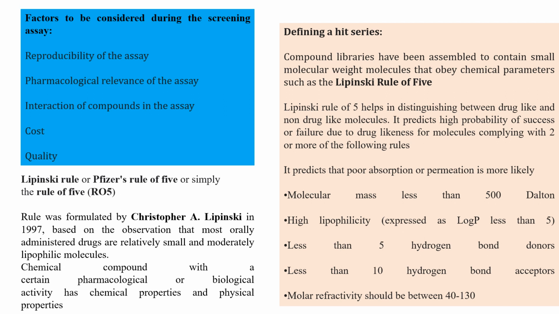Lipinski. This Lipinski rule helps to distinguish drug-like and non-drug-like molecules, and it may predict a high probability of success or failure due to drug-likeness for molecules complying with two or more of the following rules. So the rules are as follows. One, the molecular mass should be less than 500 Dalton. Second, high lipophilicity. Third, fewer than 5 hydrogen bond donors and fewer than 10 hydrogen bond acceptors. And the molar refractivity should be between 40 and 130.